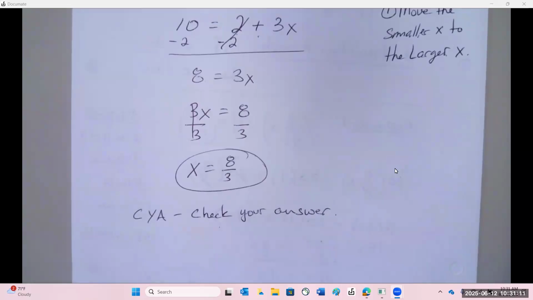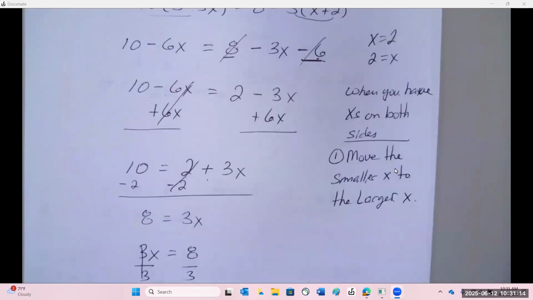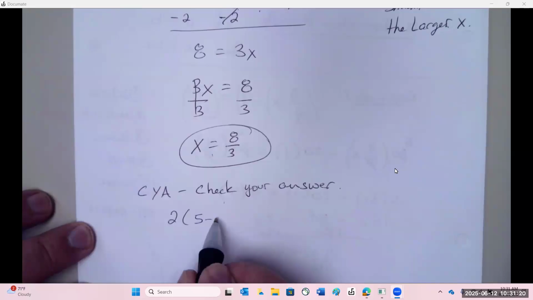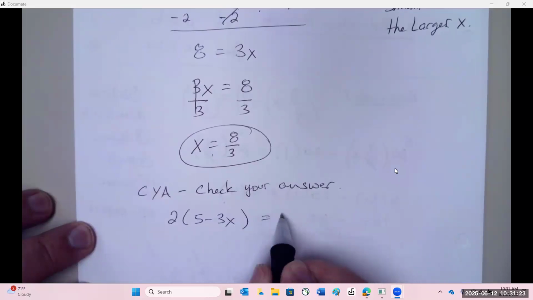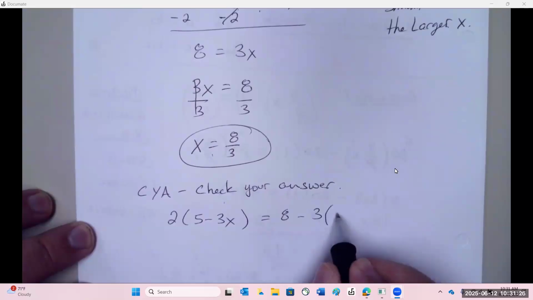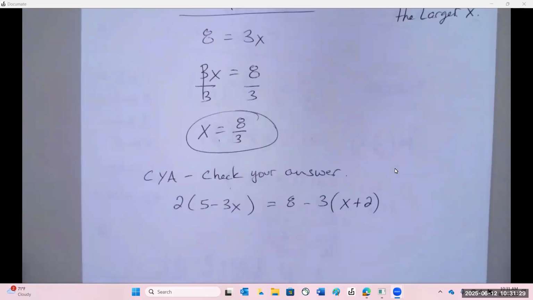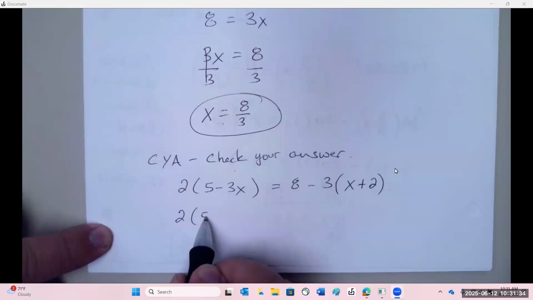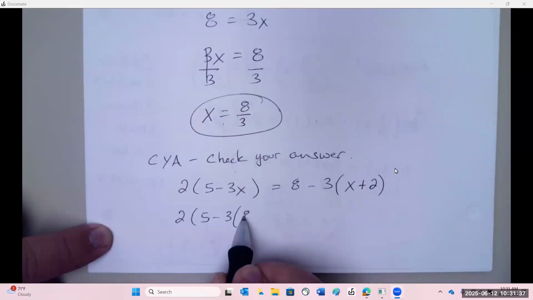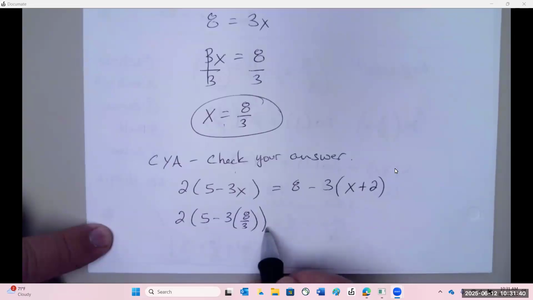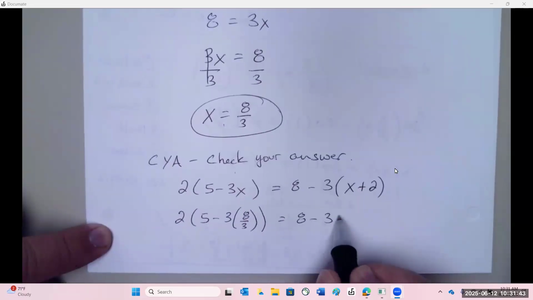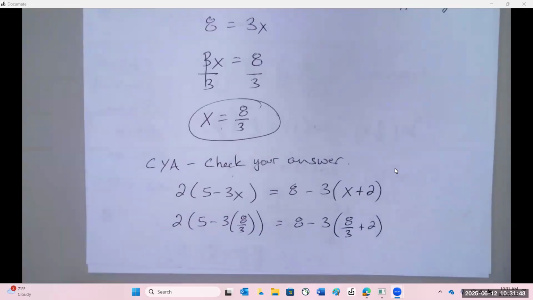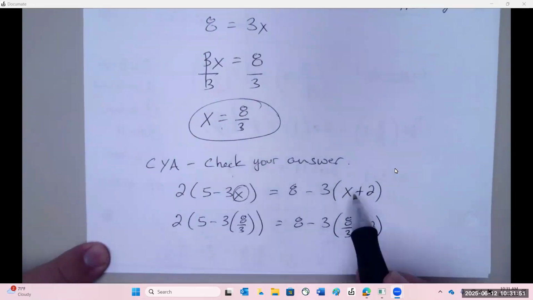How do you check your answer? Yeah, take this, plug it into the original equation. So our original equation was this. That's the original equation. Anywhere I see an x, put an 8 over 3 in there. So anywhere I see an x, I put an 8 over 3.